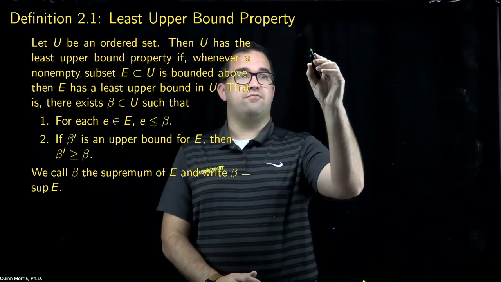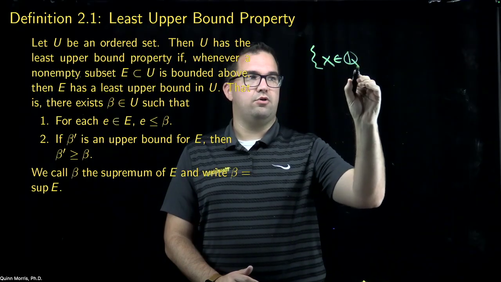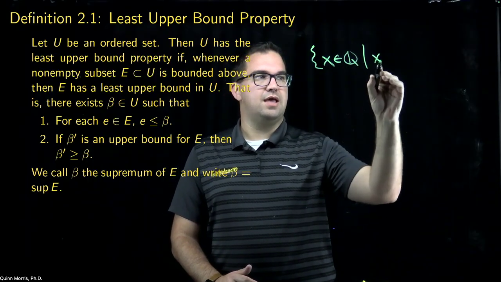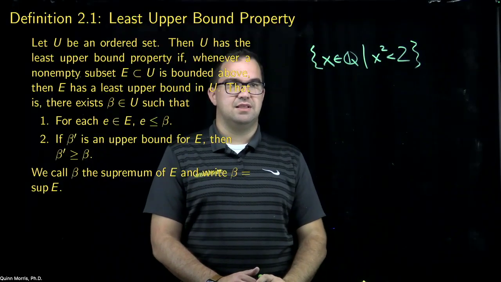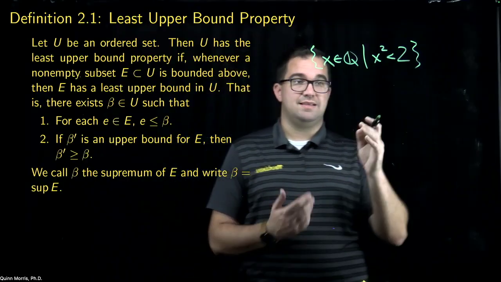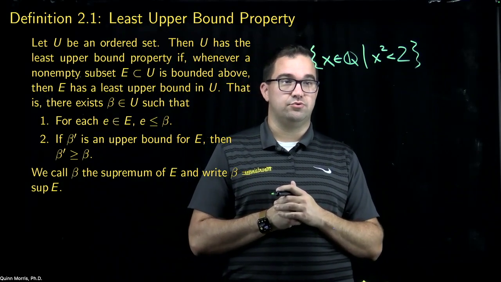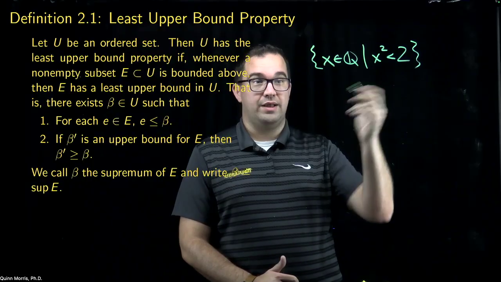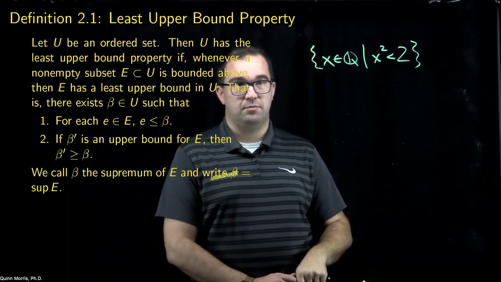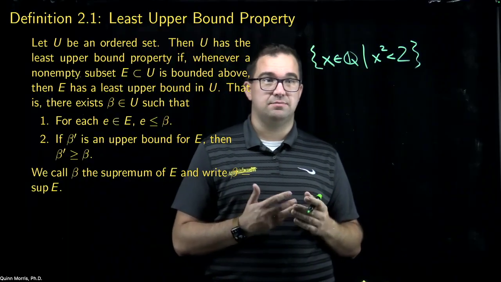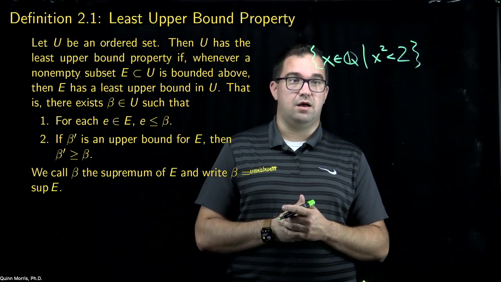So you can take, for example, the following subset of the rational numbers. Take all the rational numbers such that when you square them, you get a number that's less than 2. So if you look at this, this is certainly a non-empty subset of the rational numbers, right? The number 1 is in this set, for example, right? It's a rational number, and when you square it, you get a number that's less than 2. So it's a non-empty subset of the rational numbers. It does not have a least upper bound.